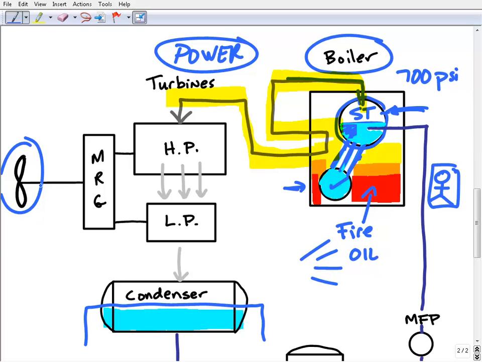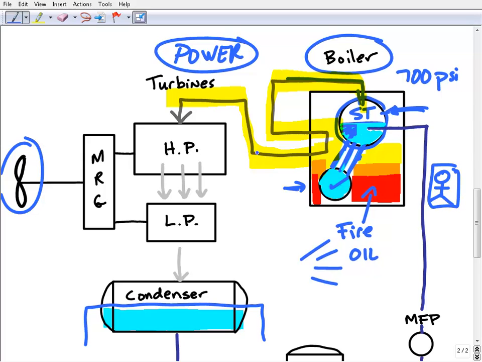But this shaft here could be turning a generator, and that's basically what happens on land when you're creating electricity. So that's the end game: make something turn. Our shaft is going to turn either a generator or a propeller or whatever you want it to turn. So how does this work?